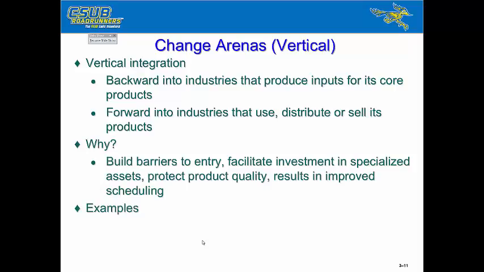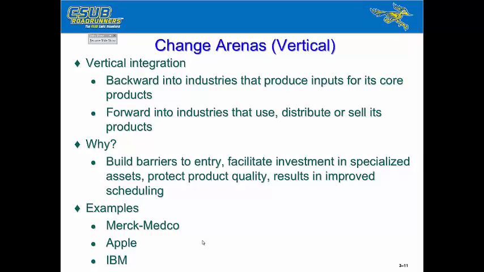So, reasons why you would want to do vertical integration. You can go backward, like I talked about, into industries that produce the inputs for your company, or you can go forward into basically the people that buy your product. If people aren't buying your product the way you want them to, well, you could just buy them and have them buy your product the way you want them to.